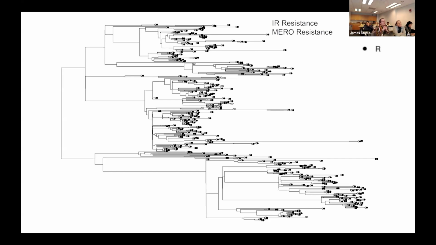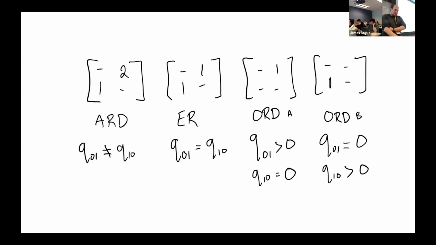So we can put all of these different things at the tips of our phylogeny. This is the resistance that we're interested in seeing, like, well, when do they gain resistance? When do they lose resistance? When do these different lineages have these evolutionary transitions?